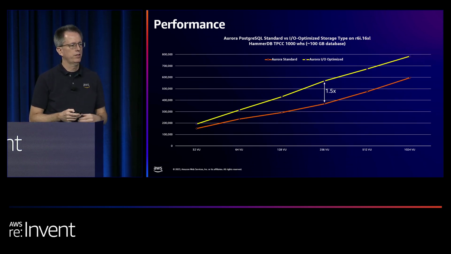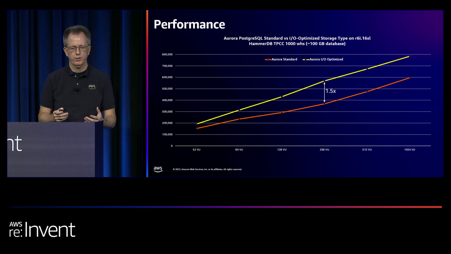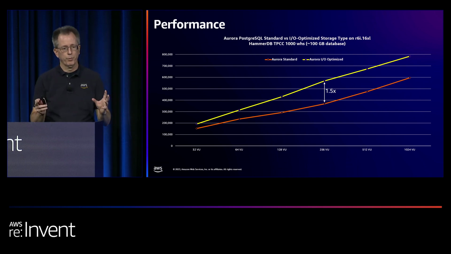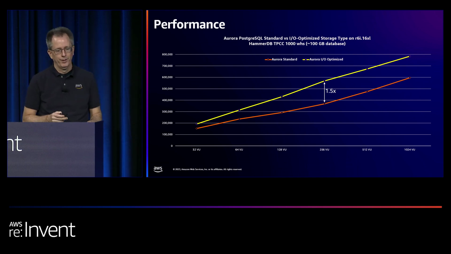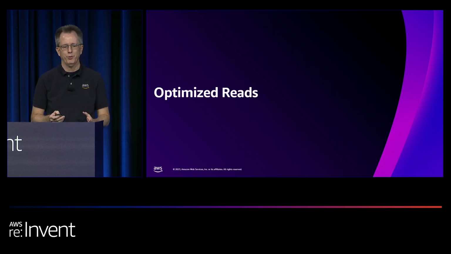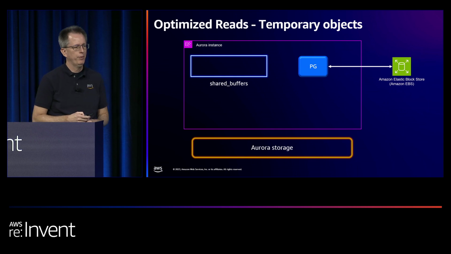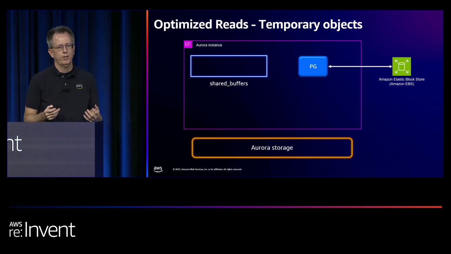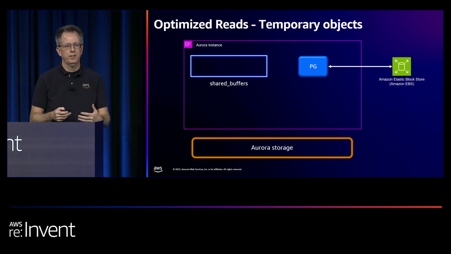On larger instances, the benefit's bigger because of some of the way the changes work. So we saw up to 50% performance improvement for those changes. So that's super helpful if you do a lot of I/O, right? But we also have another new feature if you're doing a lot of I/O, and that's called optimized reads. And optimized reads, there's two sort of sub-features inside of it. The first one's for temporary objects. And when I mean temporary objects, I mean when you're doing sorting, spilling to disk, anything like that.